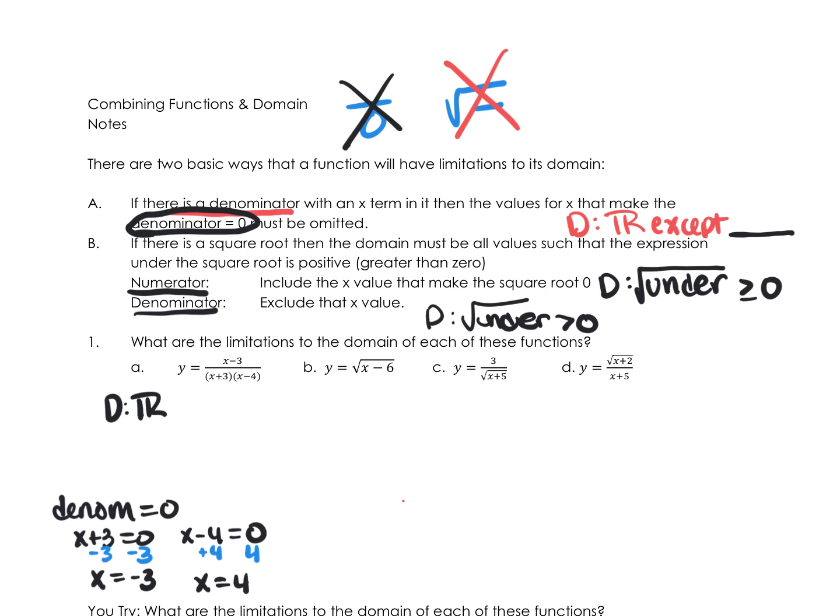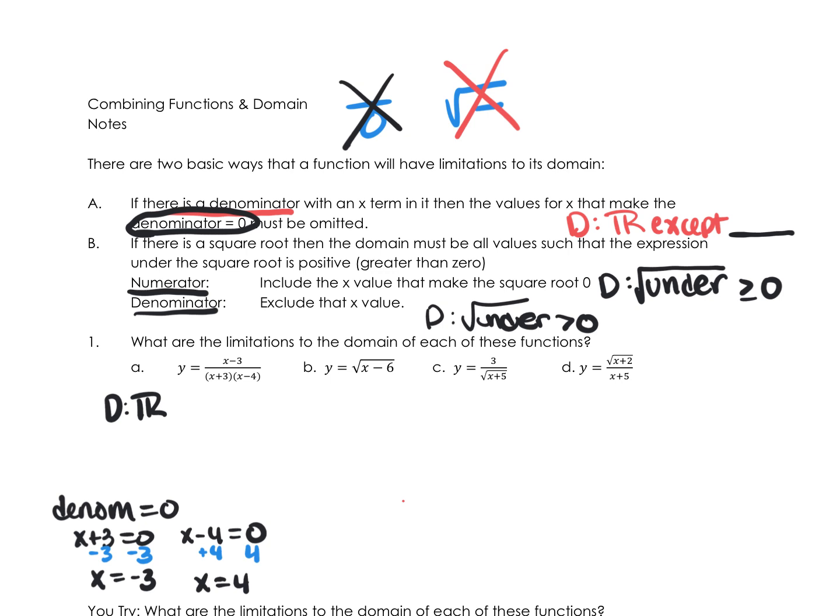Because we don't want the denominator to be 0. If I plug in negative 3 right here, I will get 0 times the number, and the denominator will be 0, and that's bad. If I plug in 4 right here, I'll get 4 minus 4 is 0, times another number, that will be 0, and I will have a 0 in the denominator, and that's bad. So these are our exceptions.